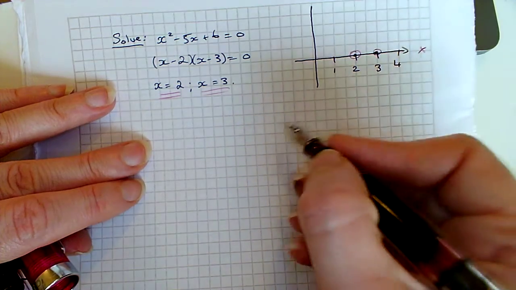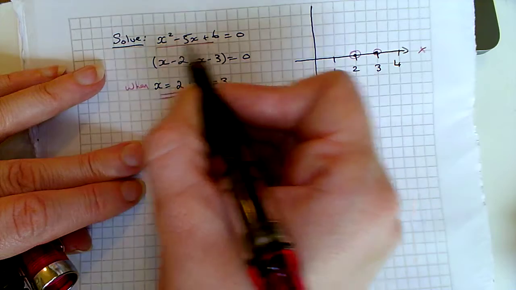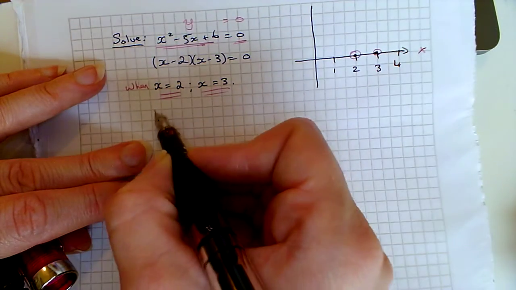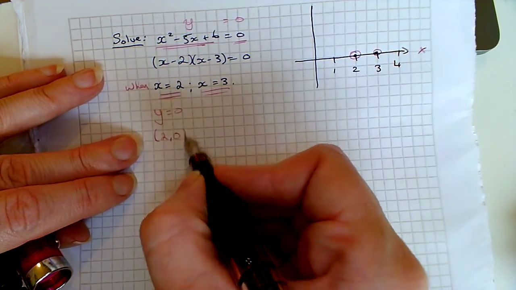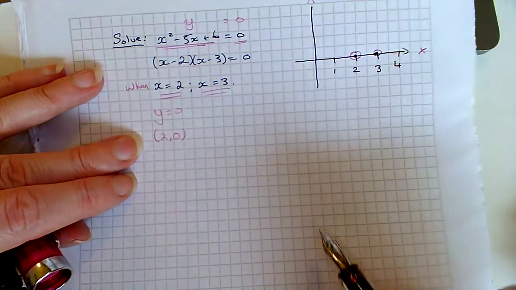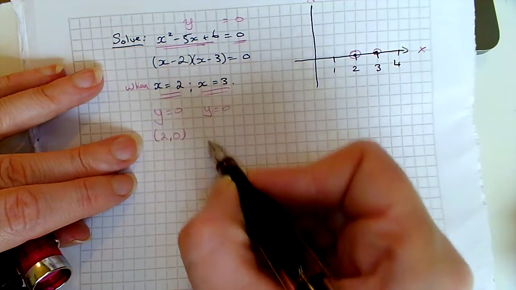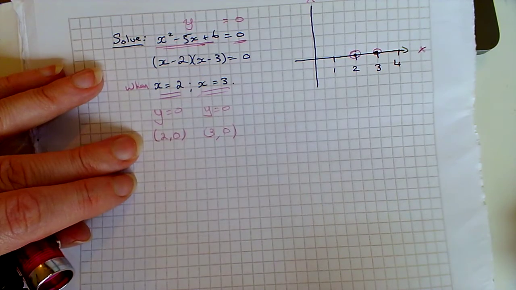And think about what it means. I'm saying that when x is equal to 2, my function is equal to 0. Y is equal to 0. So when x is equal to 2, y is equal to 0, which gives me, of course, the point 2, 0. And when x is equal to 3, y is also equal to 0. So I have the point 3, 0. That's what it's talking about.